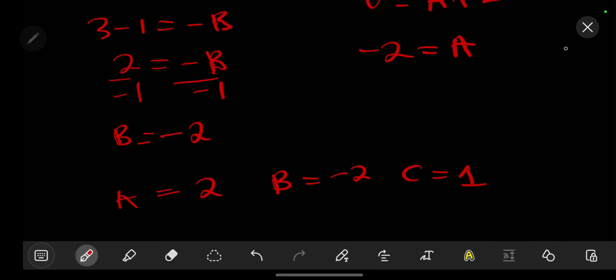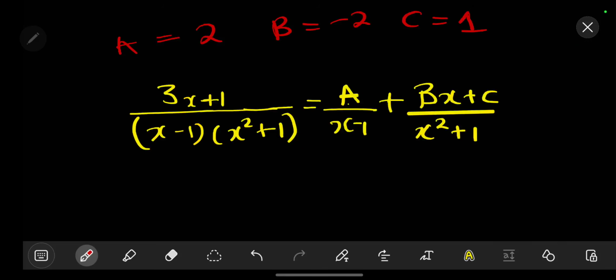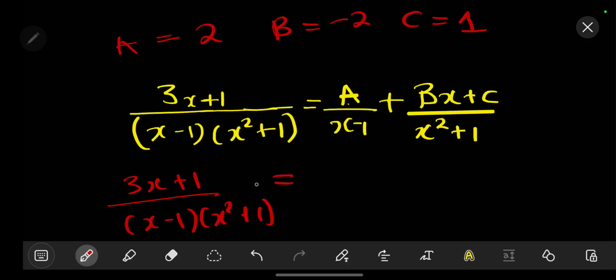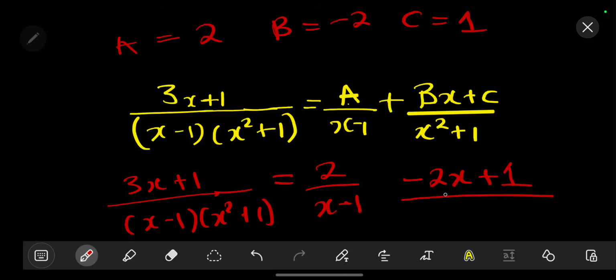Let's just rewrite the answer now. We are going to substitute. So we have 3x plus 1 over x minus 1 times x squared plus 1 should be equal to, a is equal to 2, so 2 over x minus 1, then we have plus b is equal to negative 2, so negative 2 connected with x, then we have plus c is 1, over x squared plus 1.